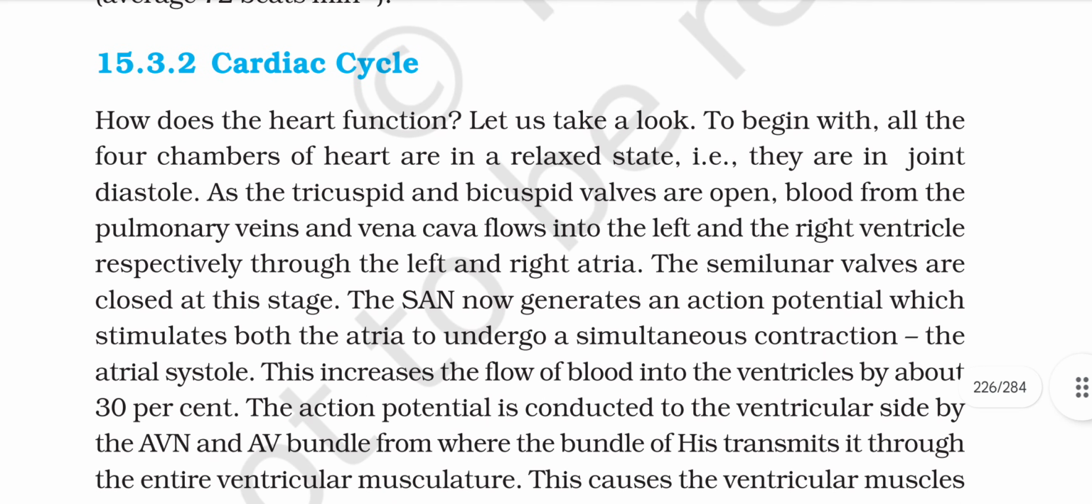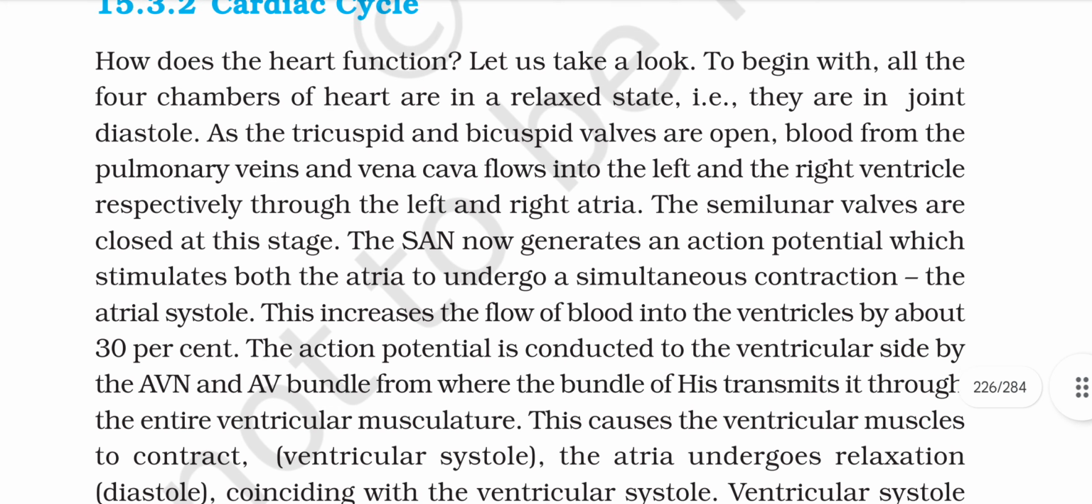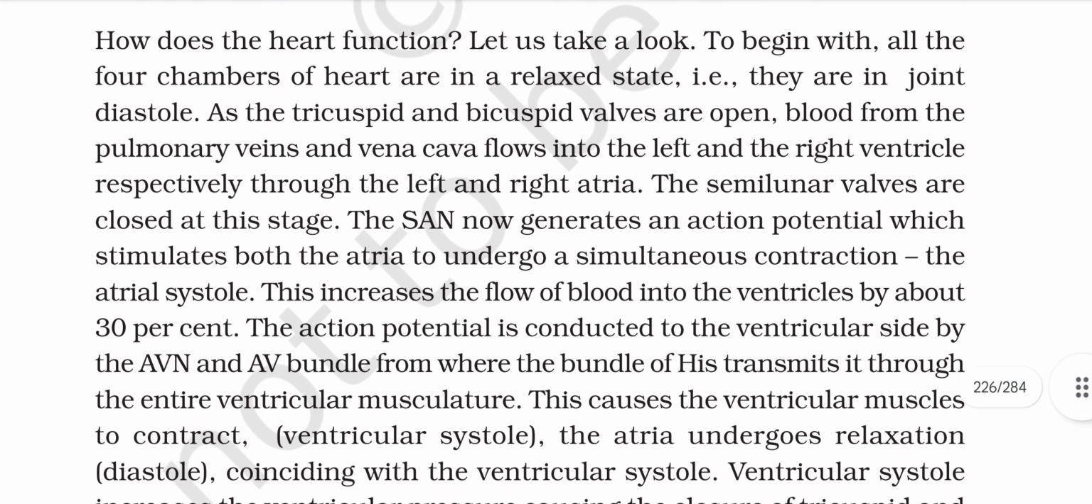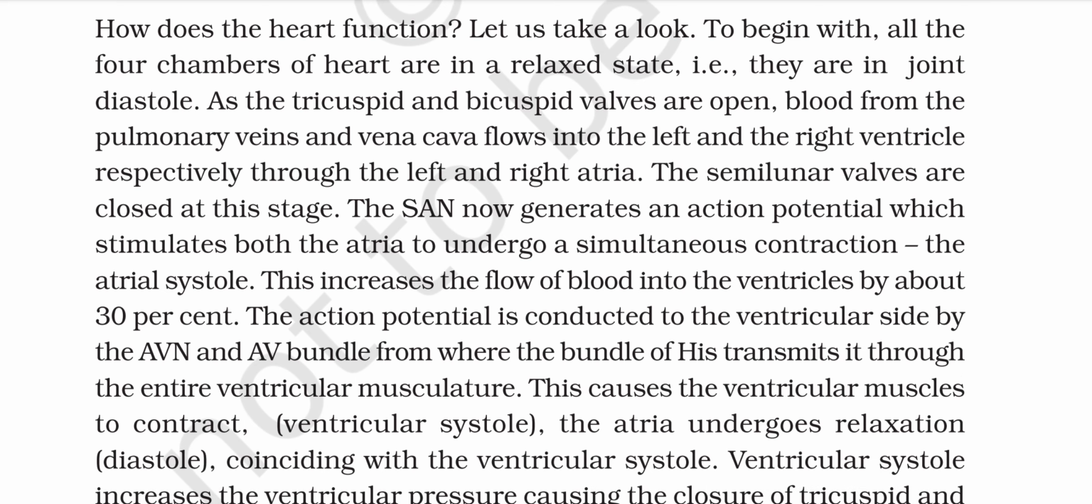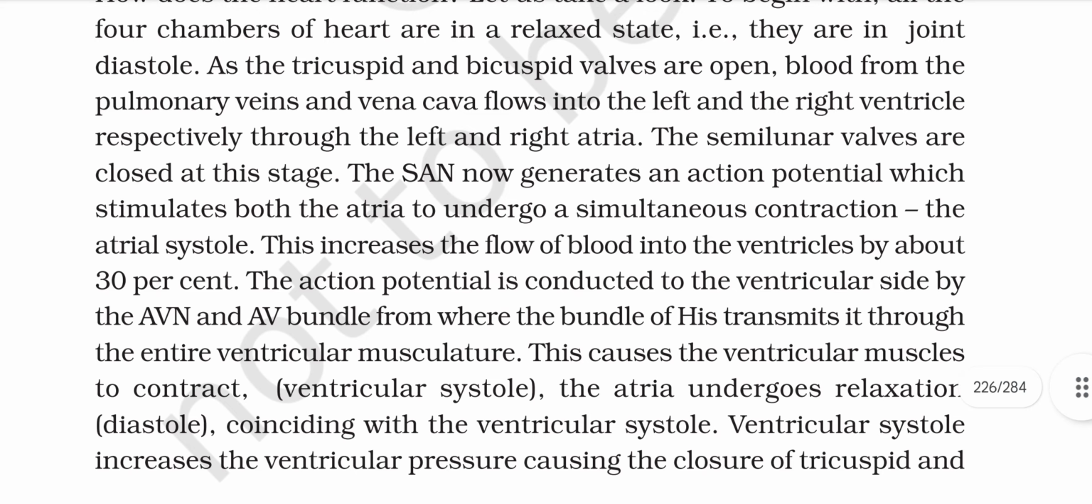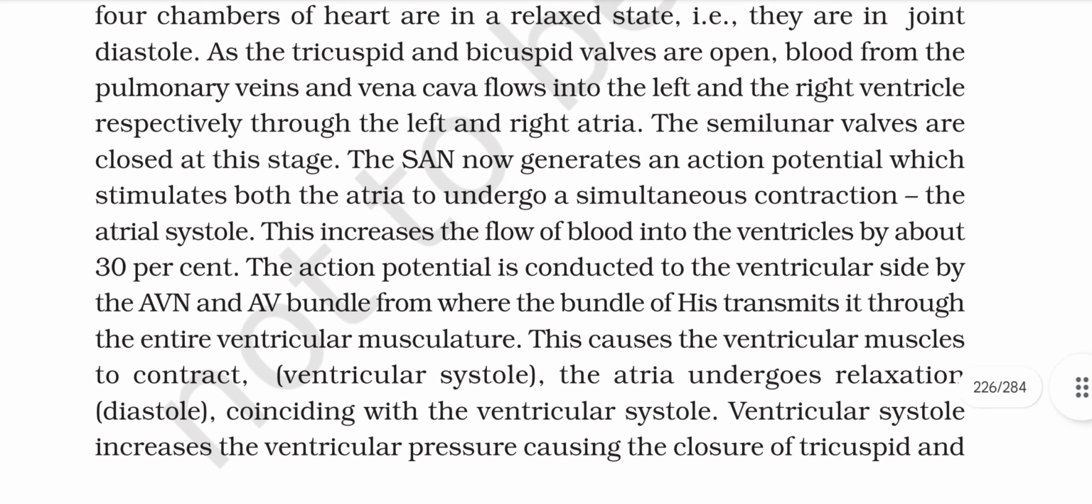Cardiac cycle. How does the heart function? Let us take a look. To begin with, all four chambers of the heart are in a relaxed state, that is, they are in the joint diastole. As the tricuspid and bicuspid valves are open, blood from the pulmonary veins and the vena cava flows into the left and the right ventricle respectively.